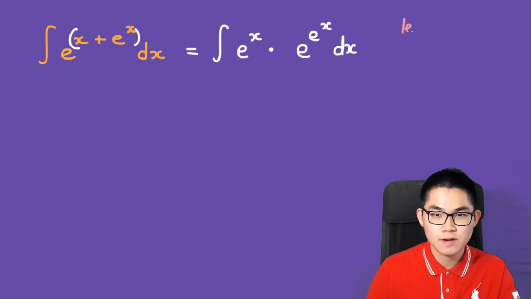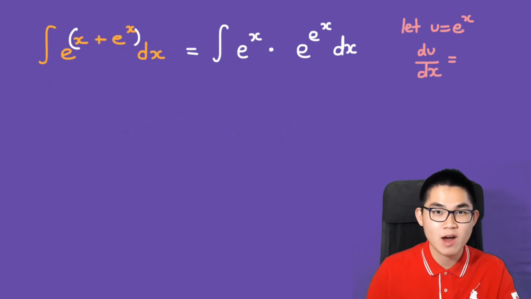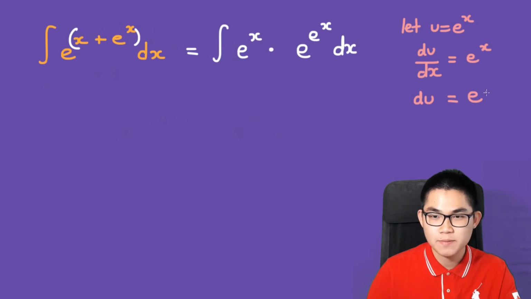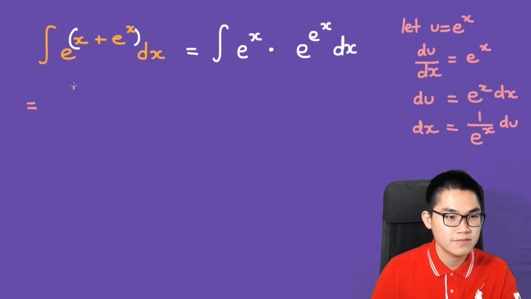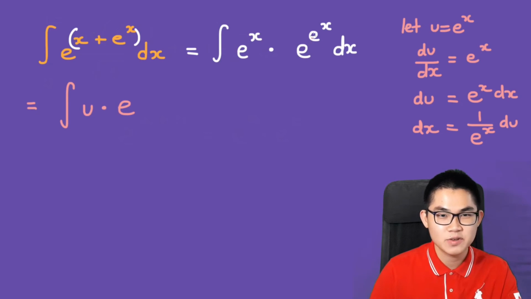So let u equal e to the power of x. Then we differentiate it. So du over dx, and the derivative of e to the power of x is also e to the power of x. So we end up with du is equal to e to the power of x dx, and dx is going to be 1 over e to the power of x du. So here we have the integral of e to the power of x, right? And that's basically a u times e to the power of e to the power of x. So this right here will be a u, and the dx is 1 over e to the power of x du. So times 1 over e to the power of x du.